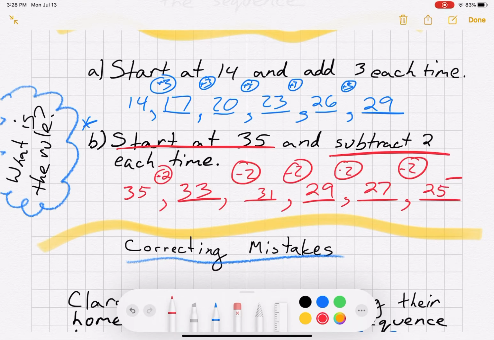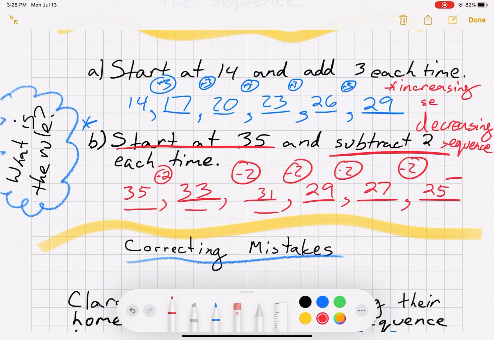Okay, so making sure that you're identifying what that rule is, and then you follow the rule to find the sequence. Okay, and this is a decreasing sequence, because the sequence is getting smaller. You notice the numbers are getting smaller. And this sequence up here is an increasing sequence because the numbers are getting bigger. Starting at 14, 17, 20, they get bigger as they go.